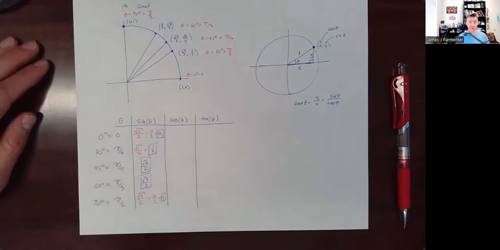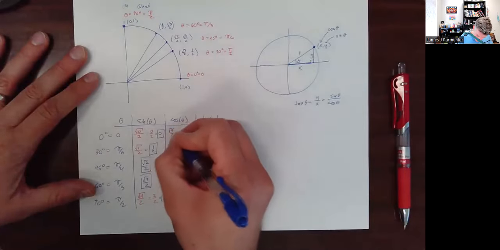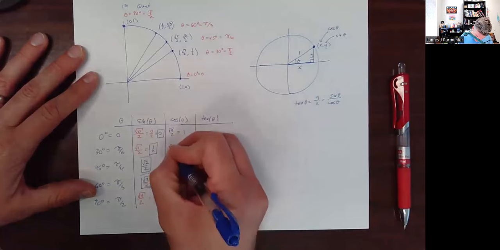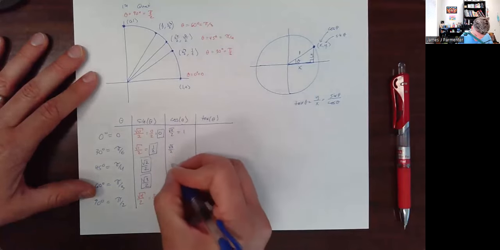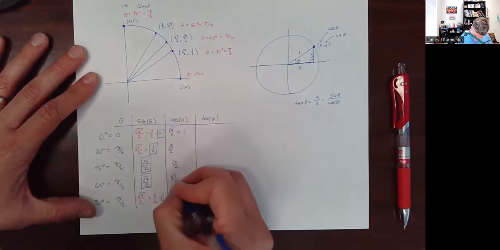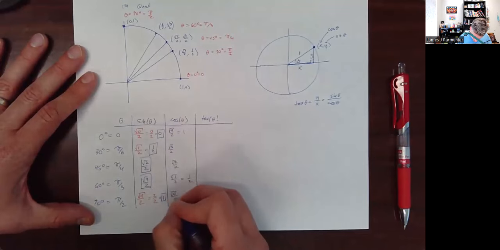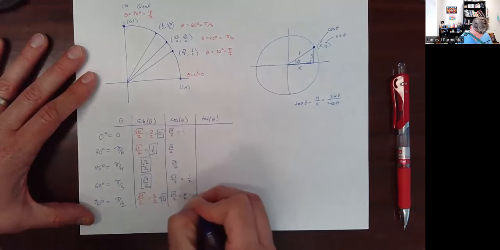And then the cosine pattern is just the reverse. Cosine starts at the square root of 4 over 2, which is equal to 1. And then cosine of 30 degrees is square root of 3 over 2. Cosine of 45 degrees is square root of 2 over 2. Cosine of 60 degrees is square root of 1 over 2, which is just 1 over 2. Cosine of 90 degrees is the square root of 0 over 2, which is 0 over 2, which is 0.